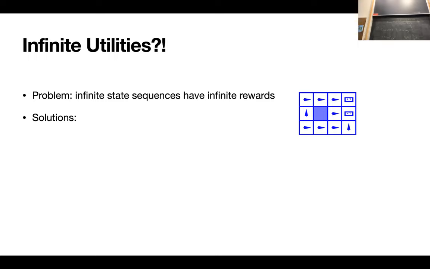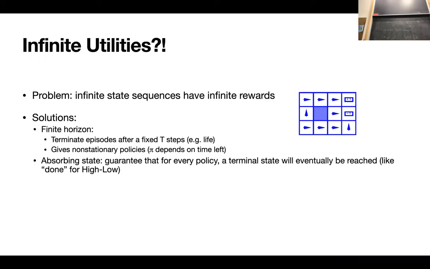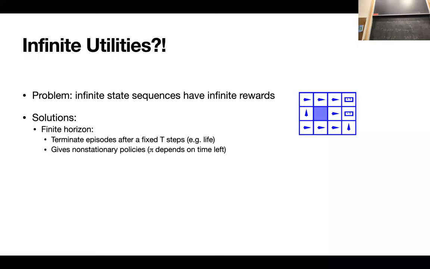So to make these reward sequences finite, we have several options. We can use a finite horizon, which means we only look ahead a certain number of steps into the future, and we terminate after, let's say, T steps. Kind of like those graph search methods, where in min-max we were looking only at a depth of 50 and stopping there. Sort of the same here. We can also use non-stationary policies, which means the policy pi depends on the time left. We stop the game after a certain time.